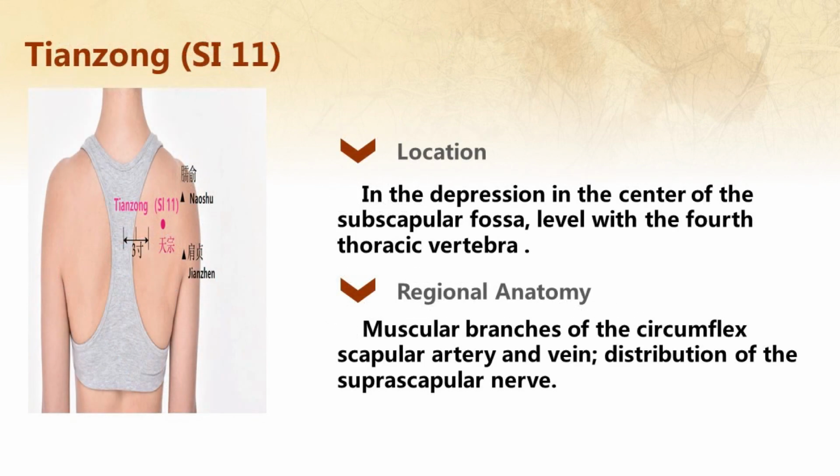The fifth point is 天宗. The acupoint is located in the depression in the center of the infrascapular fossa, level with the fourth thoracic vertebra. The location of this acupoint contains the muscular branch of the circumflex scapular artery and vein, and the distribution of the suprascapular nerve.